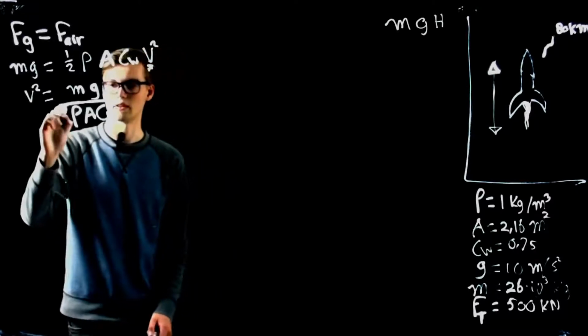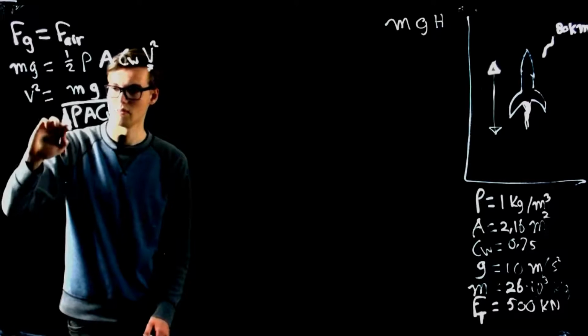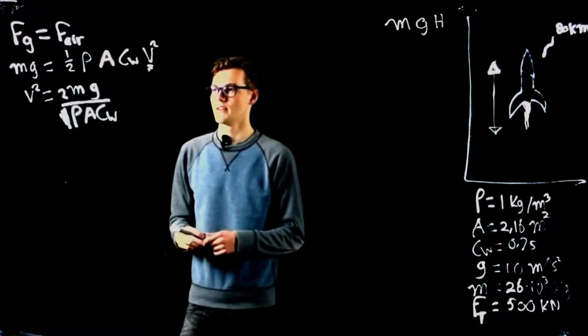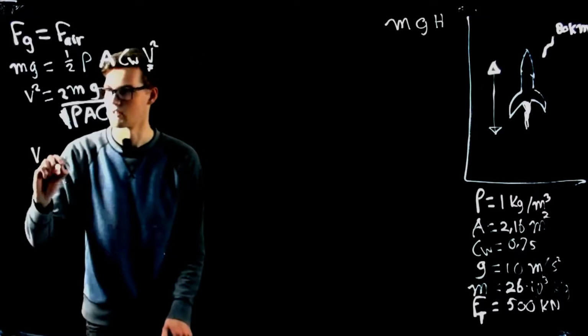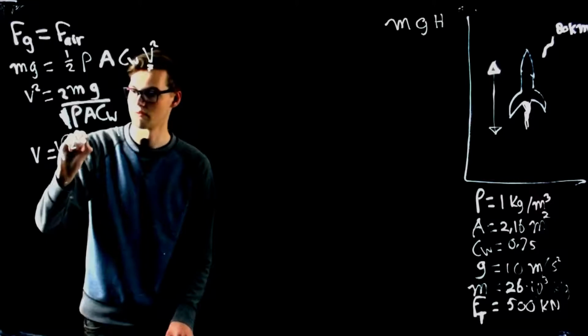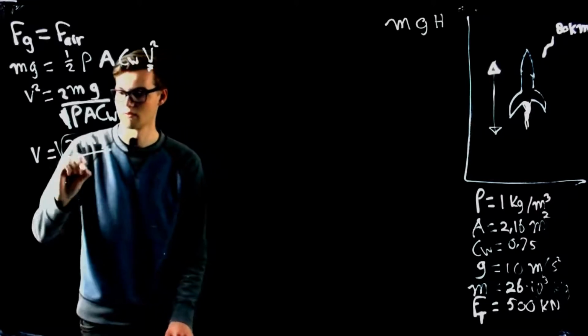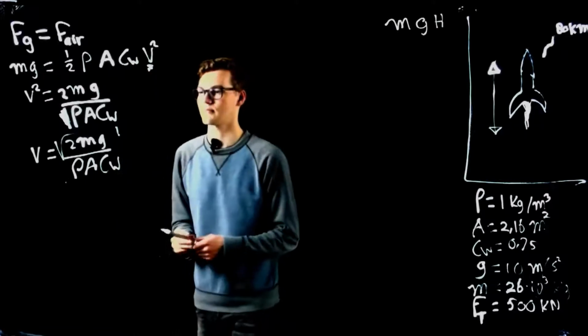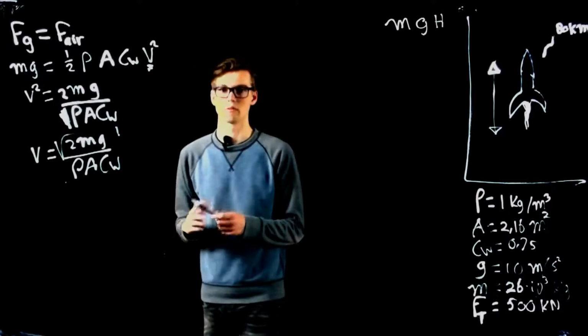And here we actually divide it by a half. That's the same as putting this 2 on top. Okay, then we still need the velocity, which is the square root of... okay, so now we know what the terminal velocity is.